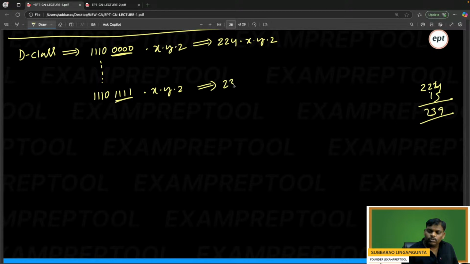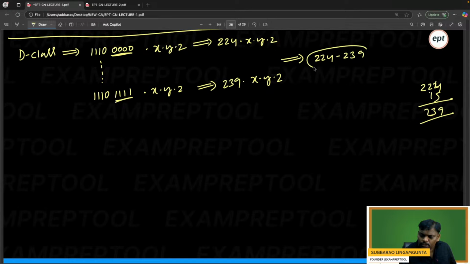$239. Check properly. For the 224, add 15. 224, 234 plus 5, which is going to be 239. Right? So if the first octet is 224 to 239, that is going to be class D.